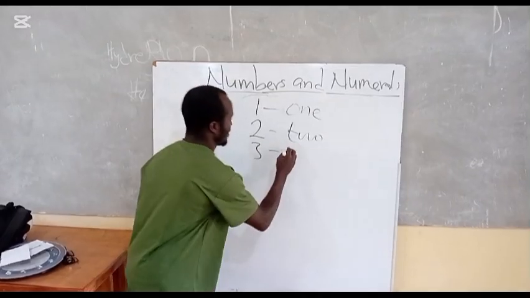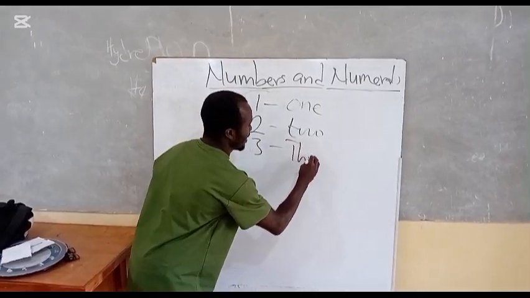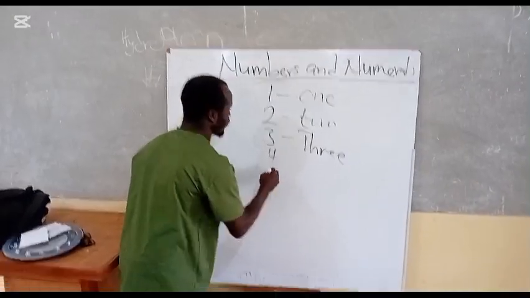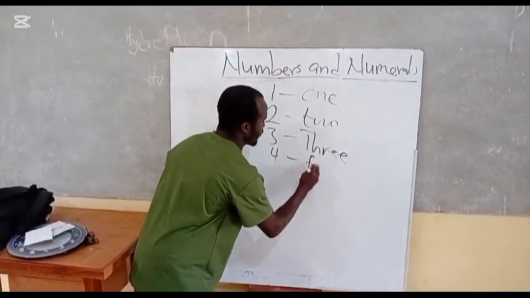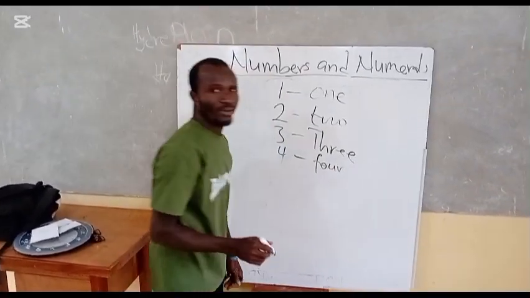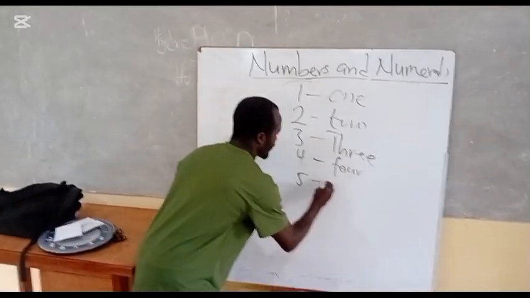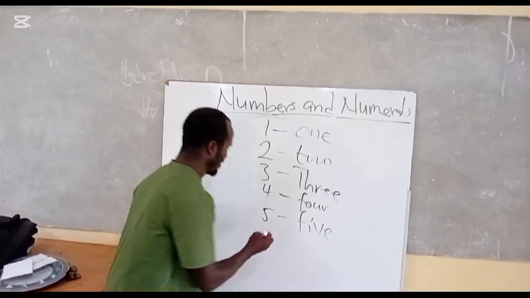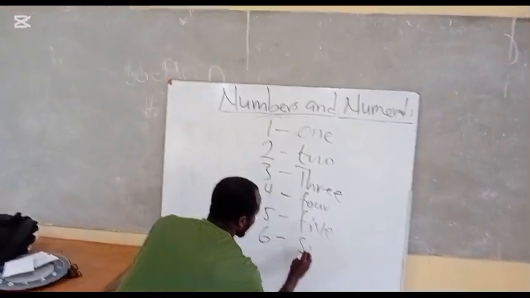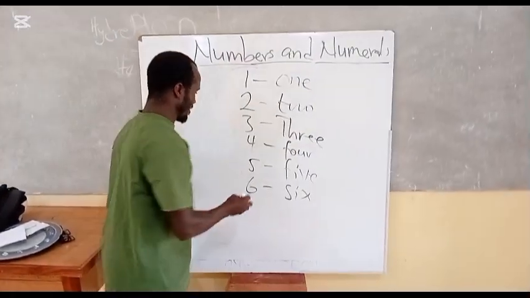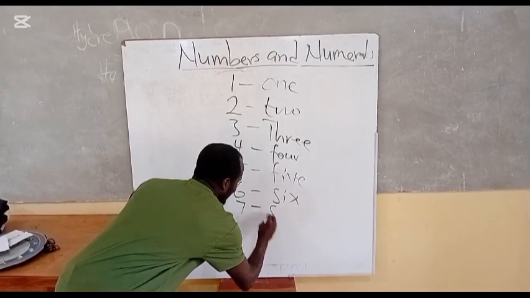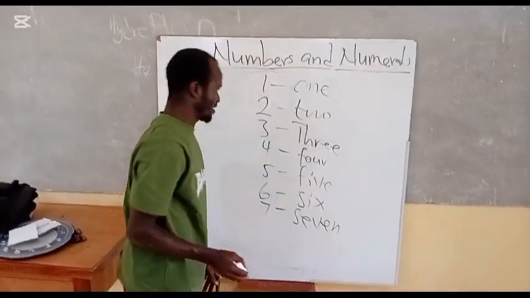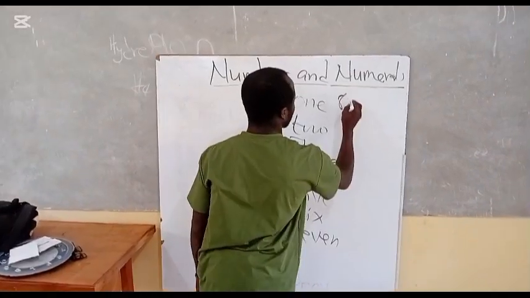3, THREE, that's 3. Then go to 4, FOUR, 4. 5, FIVE, 5. Then 6, SIX, 6. 7, SEVEN, 7. Then go to 8.